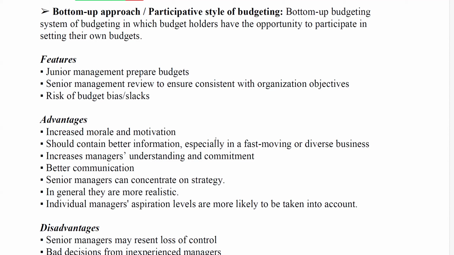What are the features? One, junior management prepares the budget. Senior management will review to ensure whether it is consistent with the organization's objectives. But there's also a risk of bias or unused items, right? We call them slacks or budgetary slacks, okay? So that is about the participative style. You prepare, we sit down, we review, we consult also, but there's a risk of budget bias, where you may have bias towards some issues in your budget or some particular expenditure.